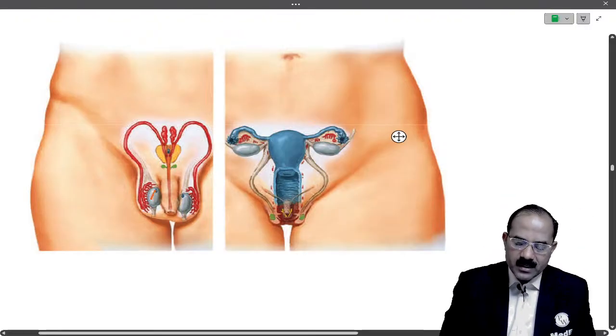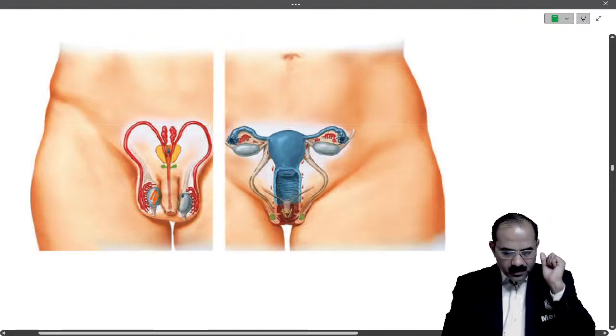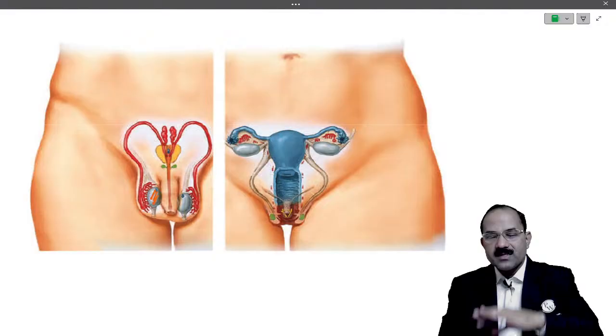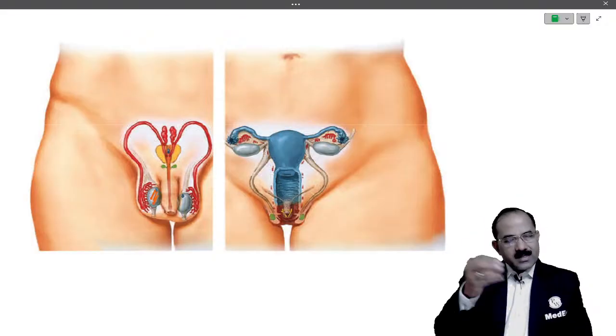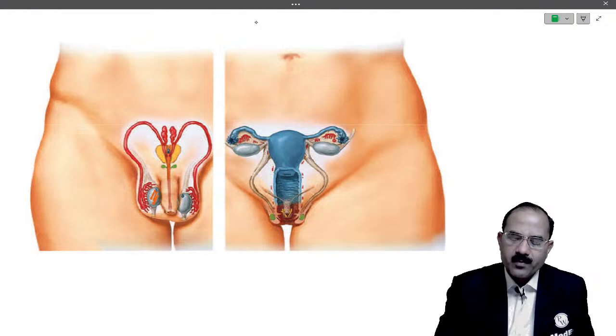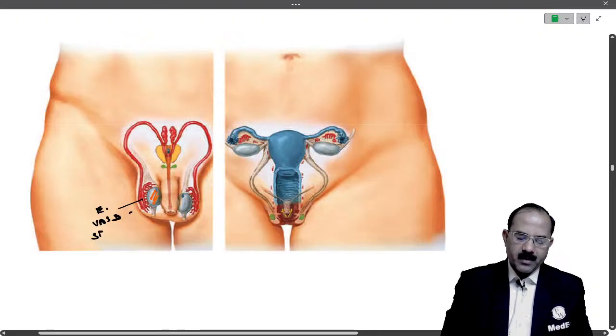And now, kids, because testis is derived from what? Testis is derived from the gonadal ridge. What is formed from the gonadal ridge? Testis and ovaries. Testis and ovary are derived from the gonadal ridge. So the rest everything is derived from the mesonephric duct. So what does the mesonephric duct form? Yes, it forms the epididymis, the vas deferens, the seminal vesicles, the ejaculatory duct, and the mesoderm of prostate.